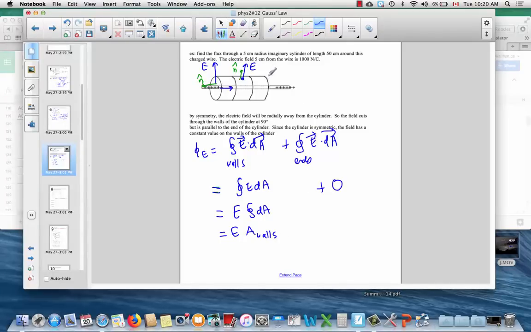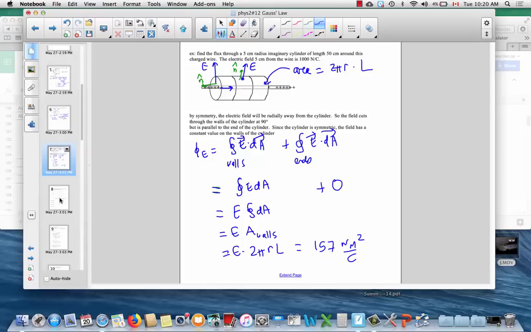Now, what is the area of the wall? Well, it's 2 pi r times the length L. And so our cylinder had radius of 5 centimeters and length 50 centimeters. And the electric field intensity was given in the question as 1,000. So we can find the flux. It's 157 Newton meters squared per coulomb.